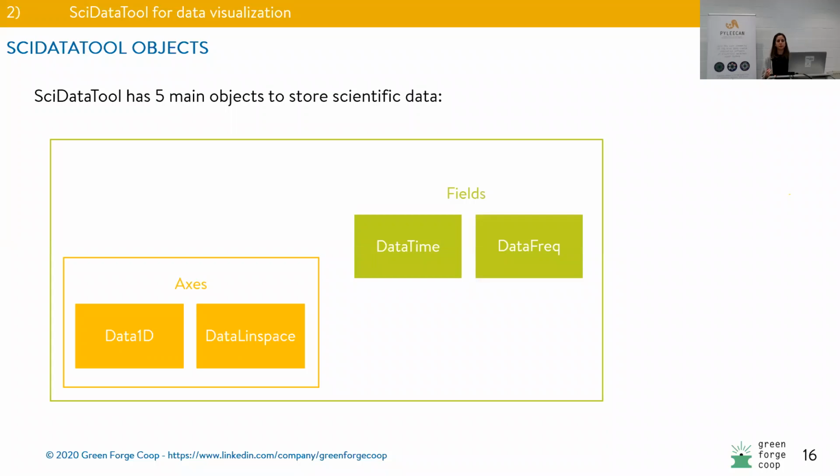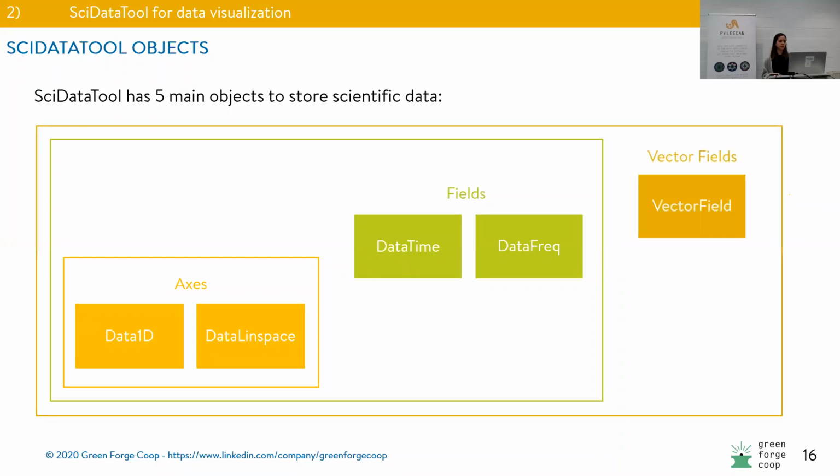Then we have a field. For example, we could have torque or current or magnetic flux. Those fields, we are going to put them into DataTime or DataFreq. DataTime is for a field stored in the real space, so in time, in angle, for example, whereas DataFreq is for Fourier transforms. This field has a first attribute, which is a list of axes. Because when you have data, you need to know on which axes it was created. So it's very important to keep the axes with the field itself.